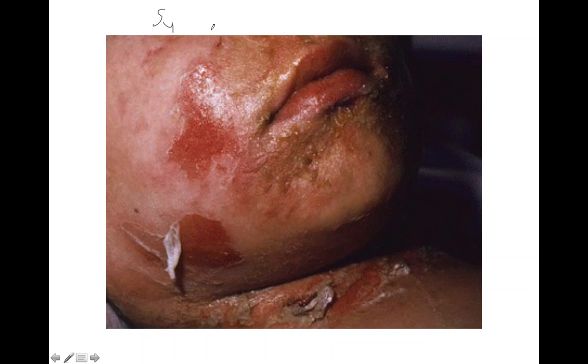And the patient does not have any prodrome. No prodrome here. In case of TEN and Steven Johnson syndrome, there was a prodrome, but here there is no prodrome. This is a very important point. No prodrome, no mucosal involvement. This is another point of difference. And another point of difference is there is no skin necrosis.